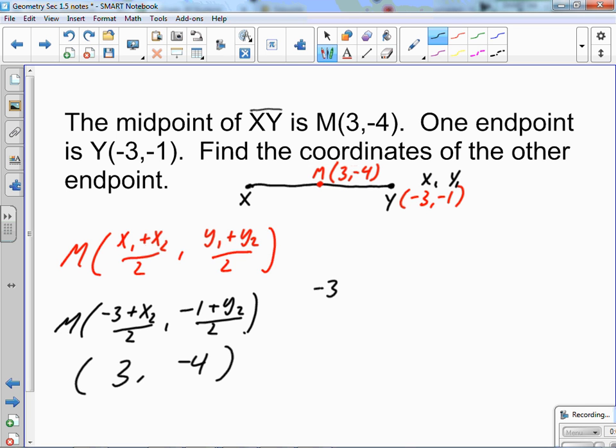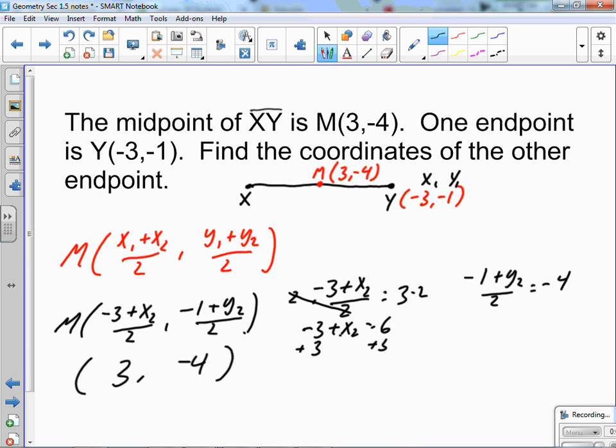So -3 plus x sub 2 over 2 is going to equal 3. That's for the x equation. And the y equation, -1 plus y sub 2 over 2 is going to equal -4. We work to solve both of those. So multiply by 2 on both sides to get the 2 out of the denominator. -3 plus x sub 2 is going to equal 6.